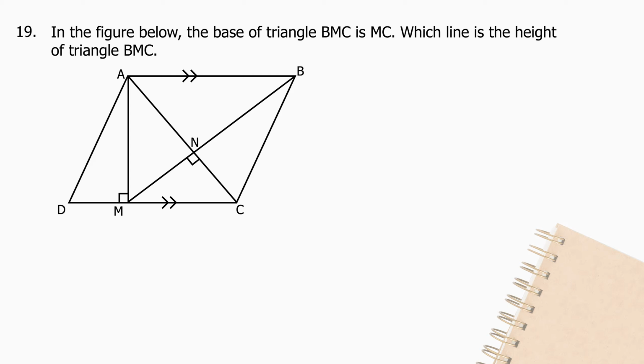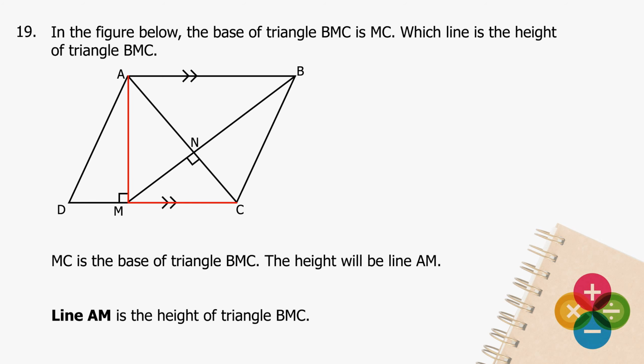Question 19. In the figure below, the base of triangle BMC is MC. Which line is the height of triangle BMC? MC is the base of triangle BMC. The height will be line AM. Line AM is the height of triangle BMC.